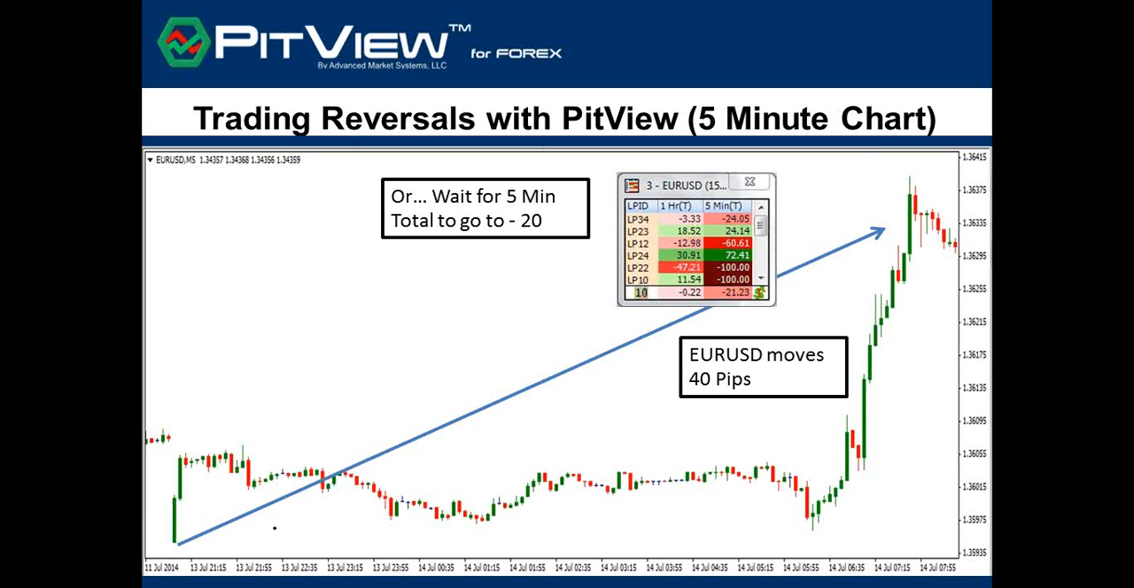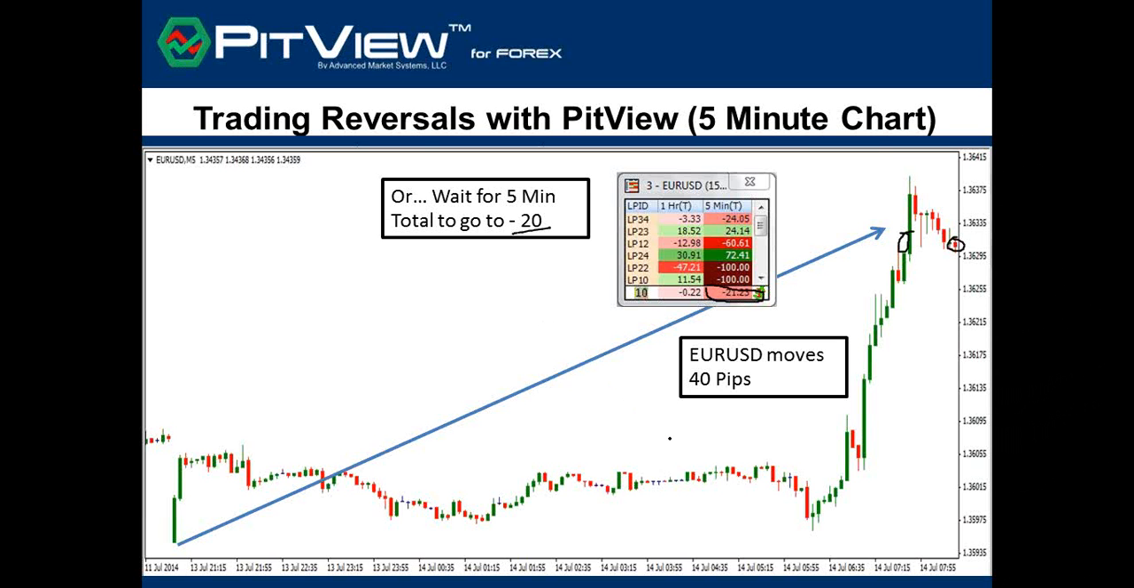So negative 20 to negative 20 on this. The euro dollar had already moved 40 pips. I knew I had it on here. It was like negative 21. In this case, it moved to a negative 21. And on that same chart, you can see there's where your entry was, right in here, using the pair view as an entry tool. You know, wait for it to go to negative 20 to enter into the trade.